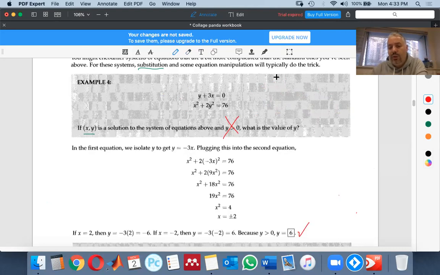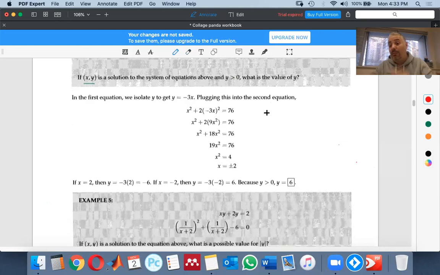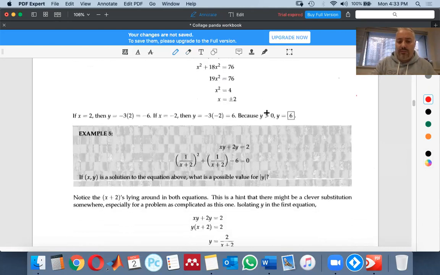If the question says y is less than 0, I have to choose negative 6 as the solution. But since it says greater than 0, positive 6. They don't usually ask for both solutions. So we are studying the hardest one. We are learning the hardest one. Somehow, if it comes out, we should know how to solve it.